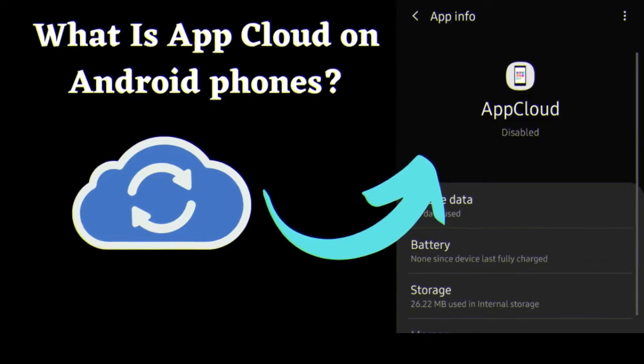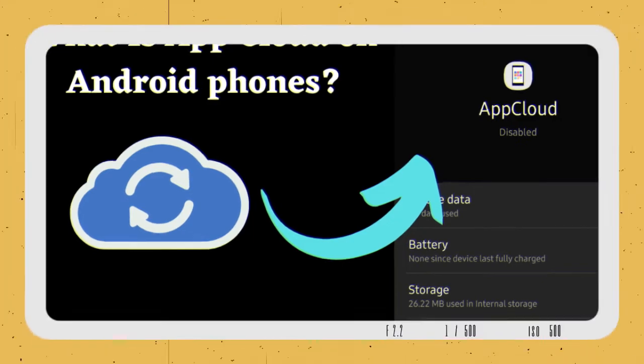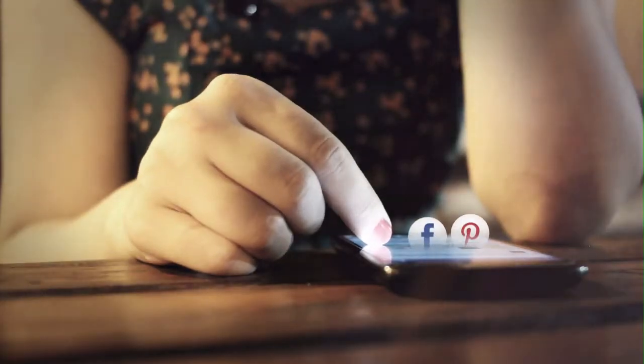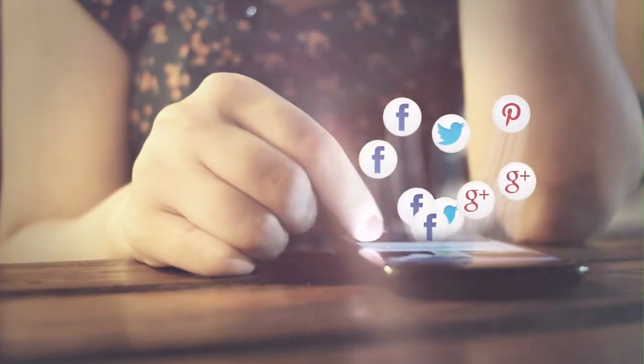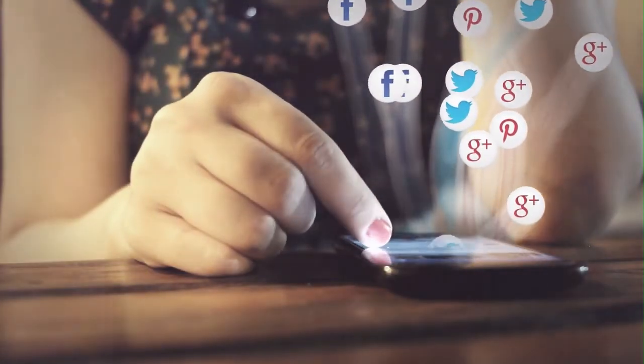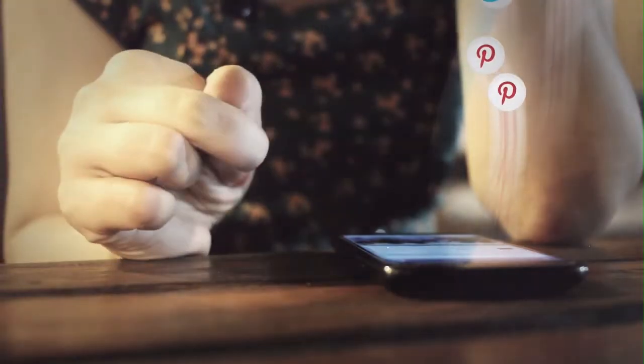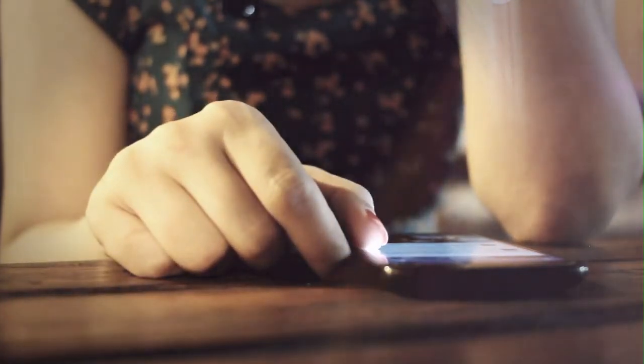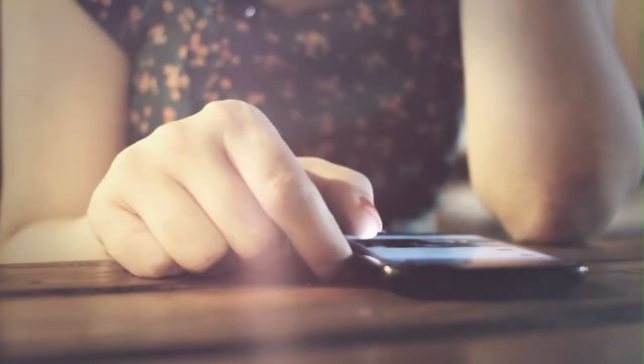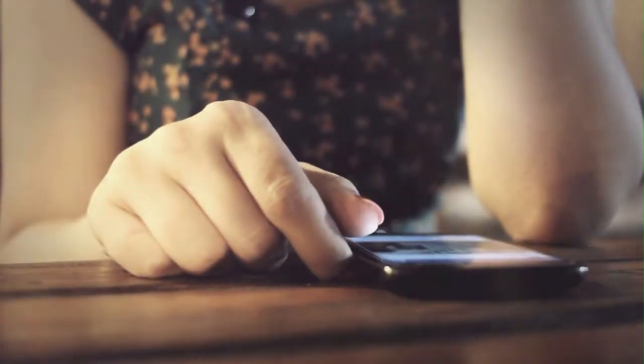What is Samsung AppCloud? Samsung AppCloud is a cloud-based service that automatically backs up your apps and settings. If you ever reset your phone or switch devices, AppCloud makes it easy to restore your apps without losing any important data. It's designed to sync everything seamlessly, but some users may prefer not to have it running in the background or may want to disable it for more control over their device.